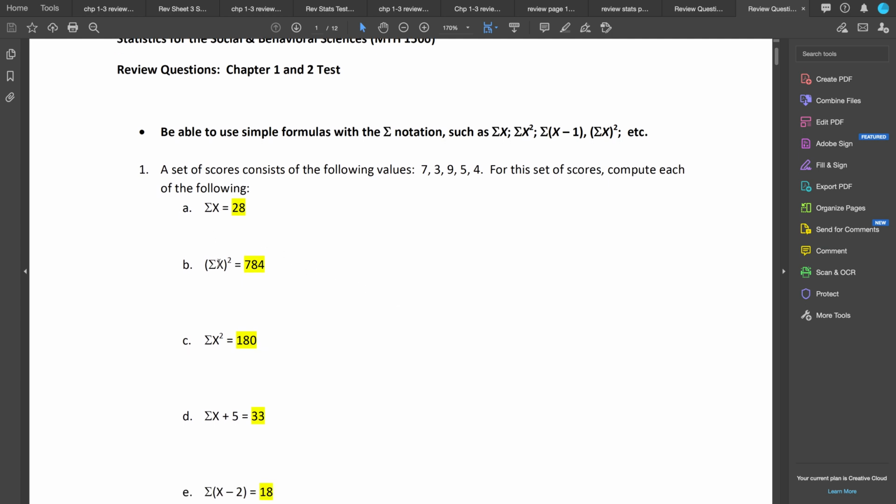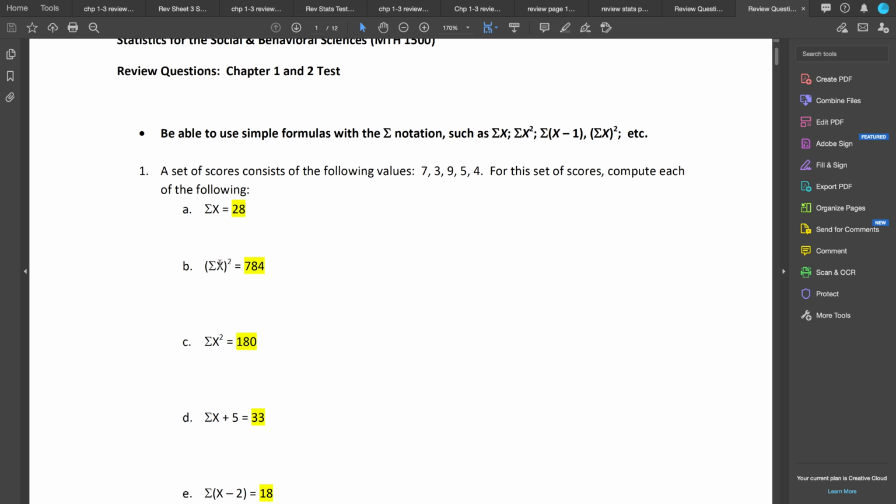This says to take the sum of the x's and then square it. It does not say to do the x's squared and then add them. That's the import of the parentheses. Letter C says square all the x's, then add them. See the difference in that parentheses there?